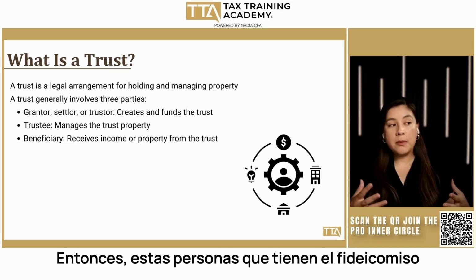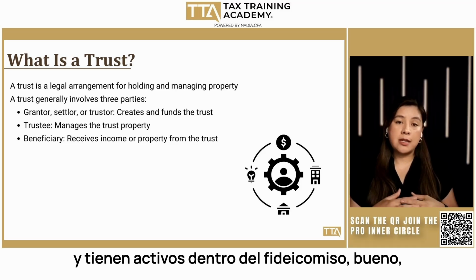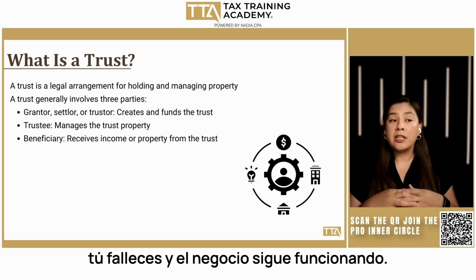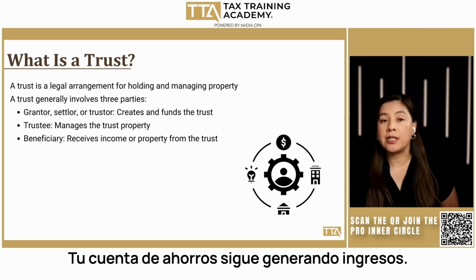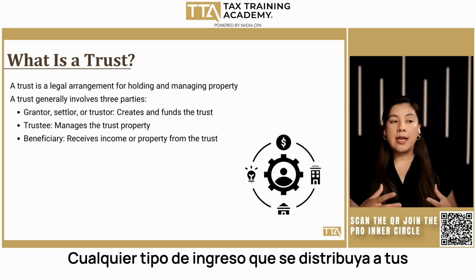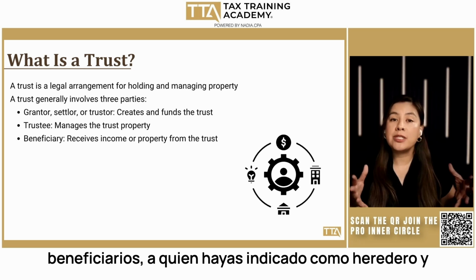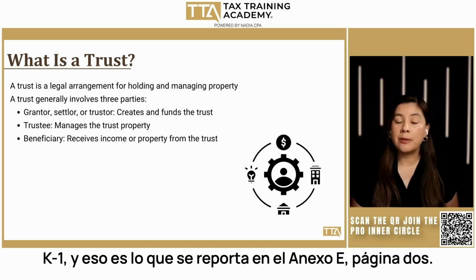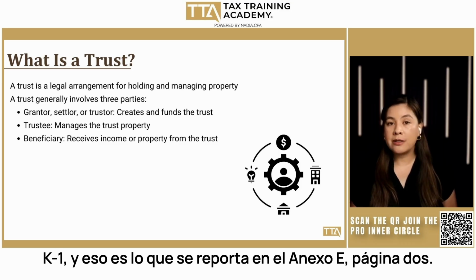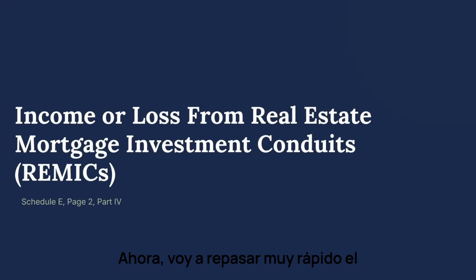So these individuals that have the trust and have assets in the trust, well, you pass away, the business is still running. The rental property is still producing rental income. Your savings account is still producing income. Any type of income that gets distributed down to your beneficiaries, whoever you stated is your heir that you want to receive these benefits, they're going to receive a Schedule K-1. And that's what gets reported on Schedule E, page 2.